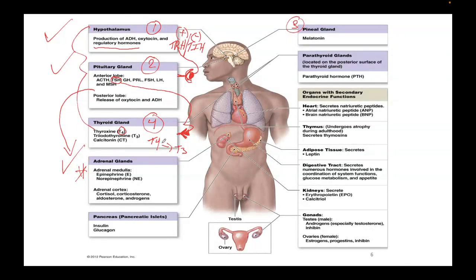All right, the thyroid gland just doesn't produce T3 and T4 by itself. It has to get messengers from other places. Okay.